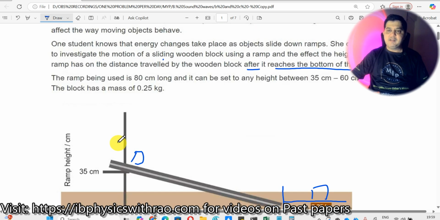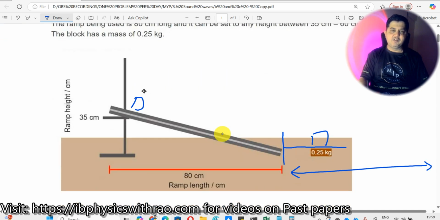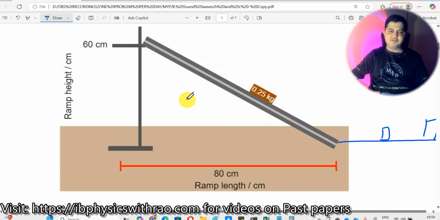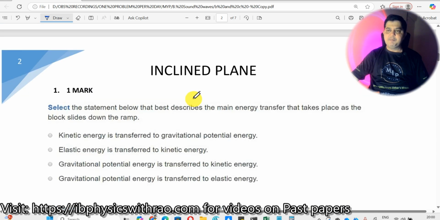Next, the ramp being used is 80 centimeters long, and it can be set to any height between 35 to 60 centimeters. The block has a mass of 0.25 kg, which is 250 grams, and the ramp is 80 centimeters. What is the question over here? The question is: select the statement below that best describes the main energy transfer that takes place as the block slides down the ramp.